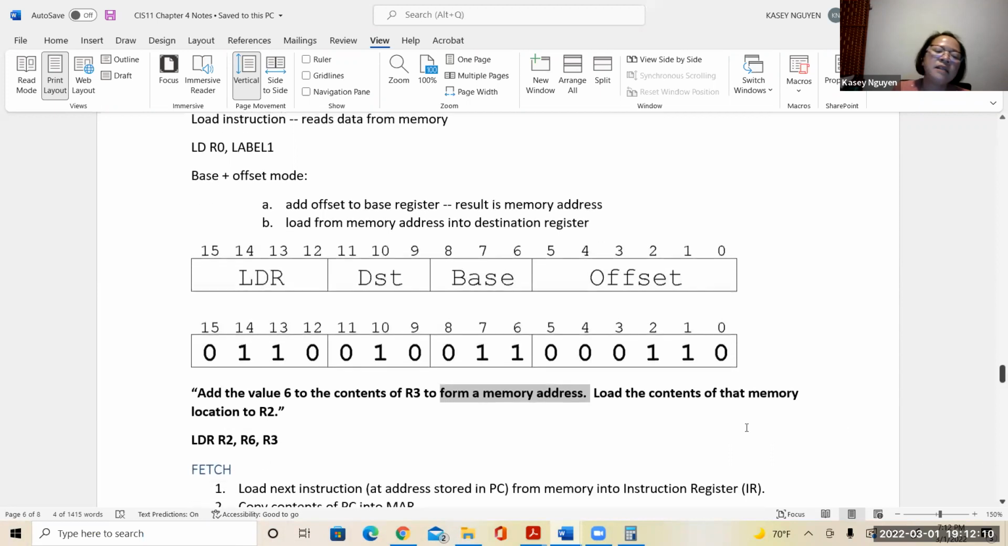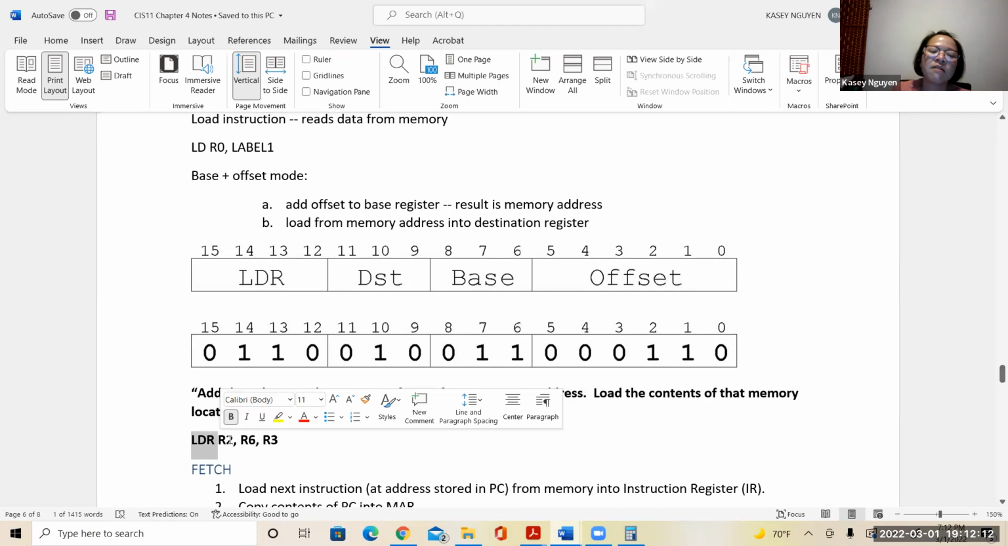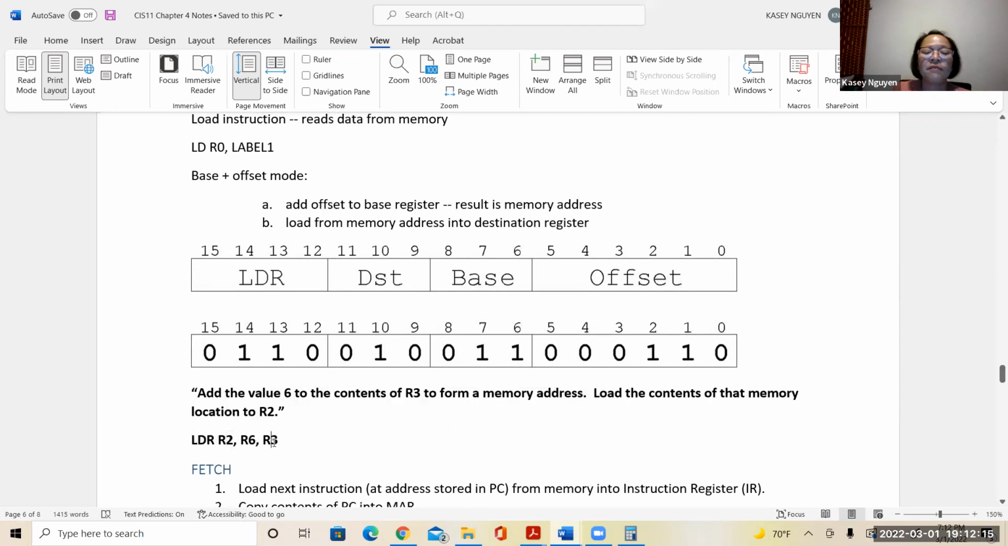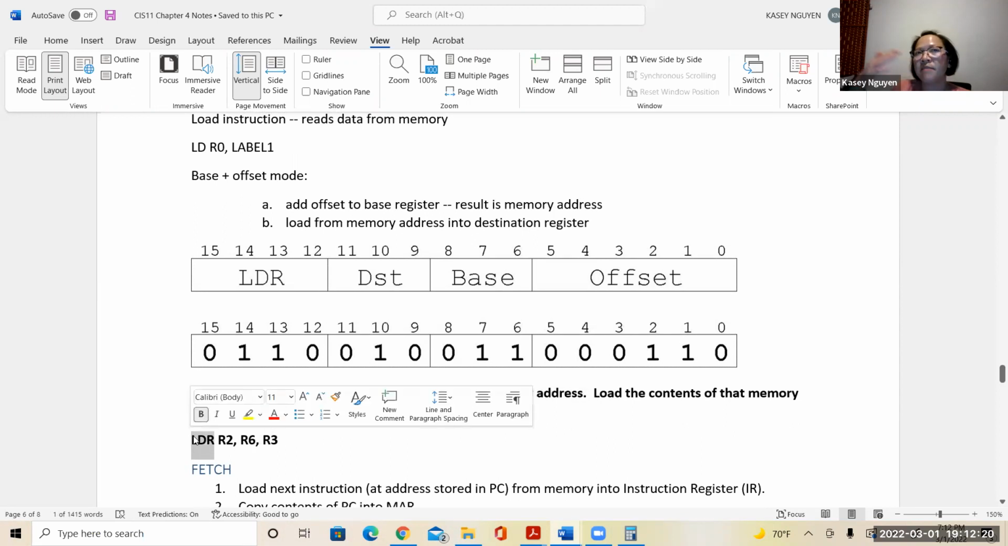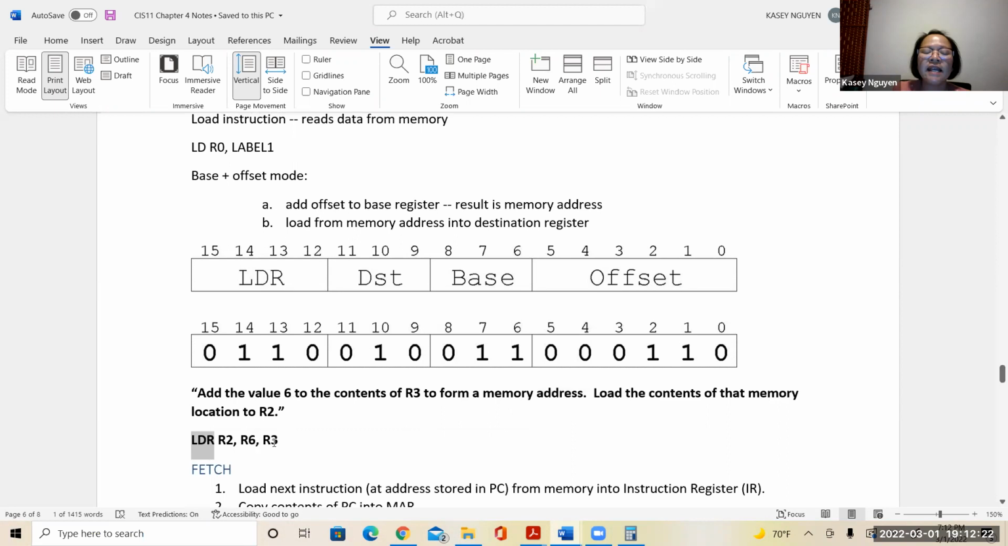So in the case where we load, we do an LDR, register 2, register 6, and register 3. It's still going to do the same thing as the other load, but instead of the values in the register, it's going to use the address of register 3, and then use the base of register 3. So I put that here. It says add the value 6 to the content of register 3 to form a memory address.